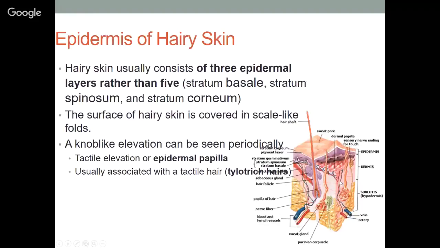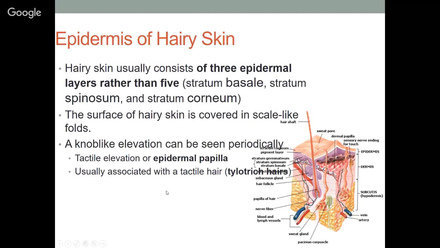There is a knob-like elevation every once in a while. We call that a papilla. It's a tactile elevation. Usually it has a little hair coming out of it. We call that the tactile hair or tylotrich hairs. These are hairs that are connected with nerve endings that allow us some feeling if we just touch just above our skin, we can feel the hair on our skin. It's those tylotrich hairs or the tactile hairs that give us that sensation.